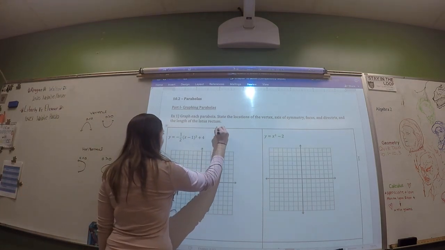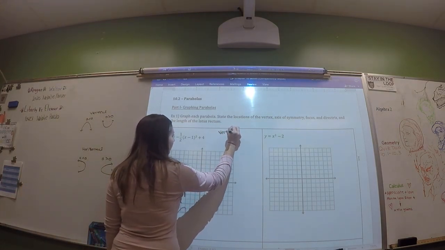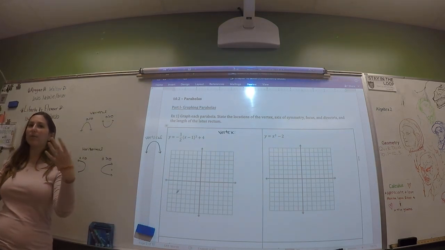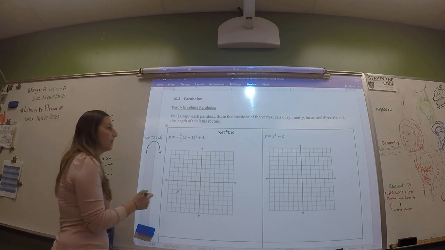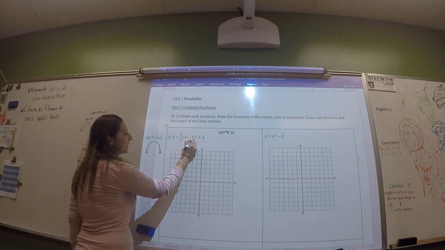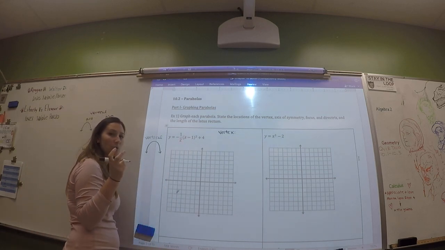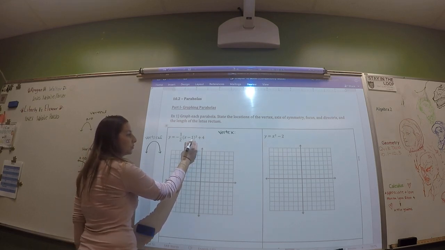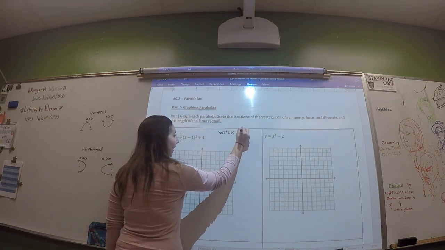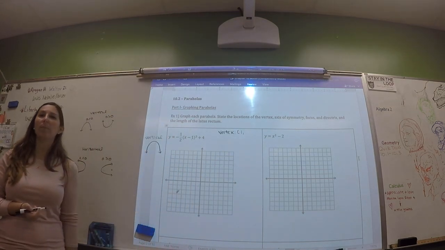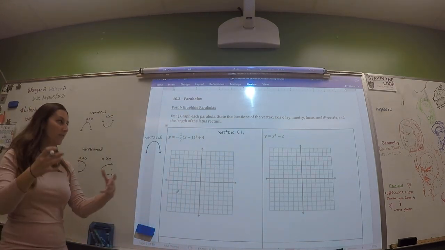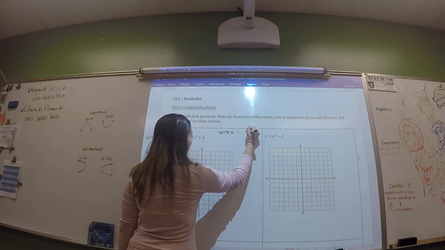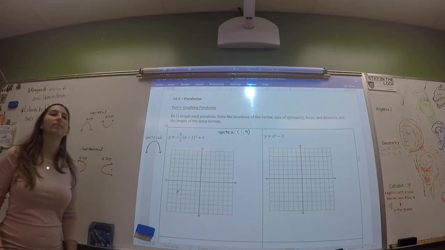The vertex is found by looking at whatever is next to x or y, and whatever's on the outside. Since this is vertical, whatever's next to x is going to be our h, the x coordinate of our vertex. There's a 1 here. Whatever's being subtracted from x is the x coordinate of our vertex. Remember, it's opposite. And if there's something on the outside, that's going to be the y coordinate of our vertex.